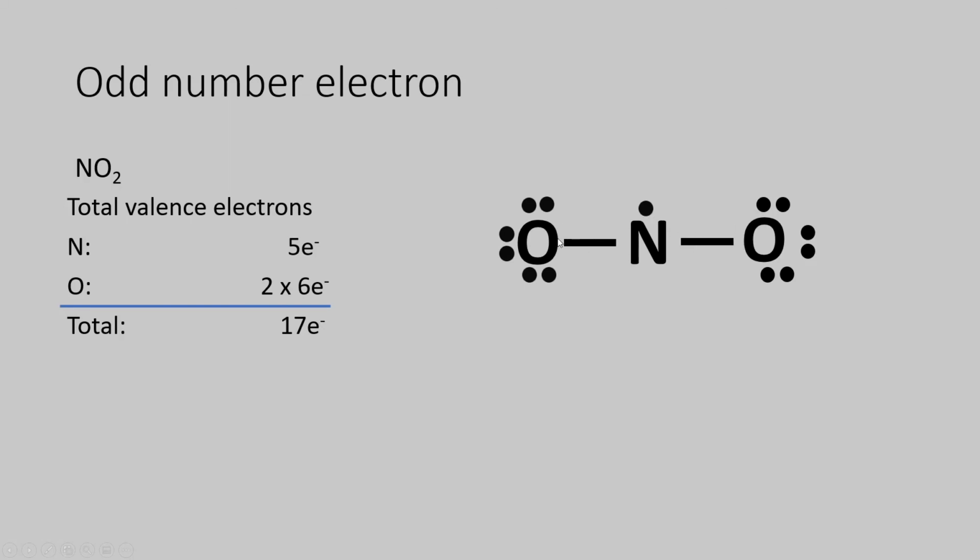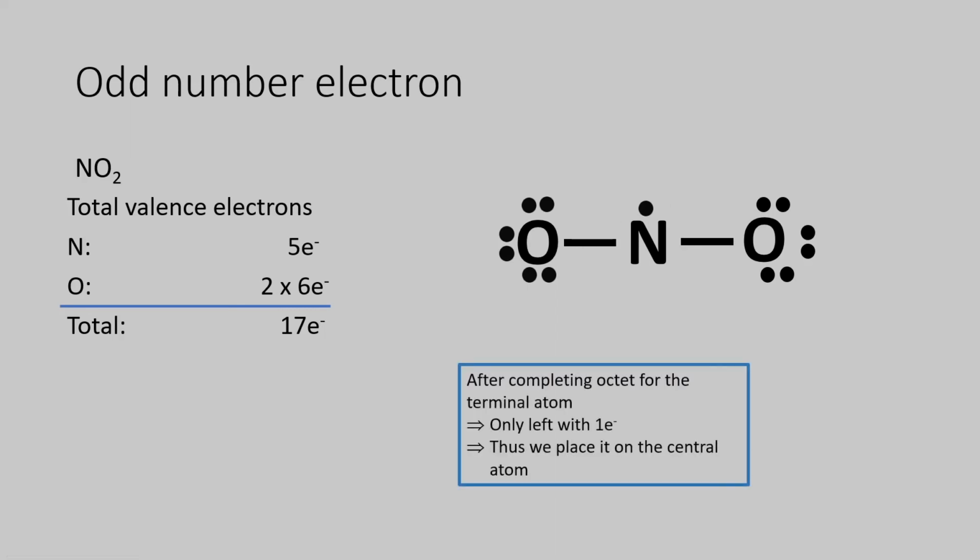So, 12, 13, 14, 15, 16, 17. Kan? So, dia adalah odd number electron. So, after completing octet for the terminal atom is only left with 1 electron. So, kita place dekat central. So, it is odd number electron. Habis untuk this week.